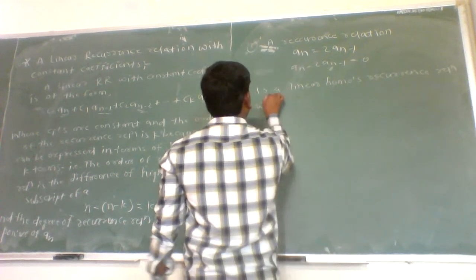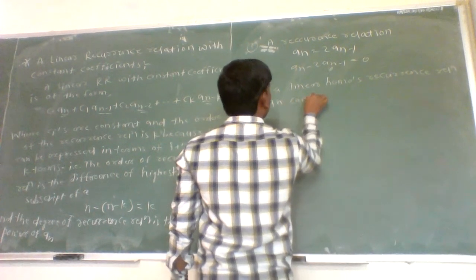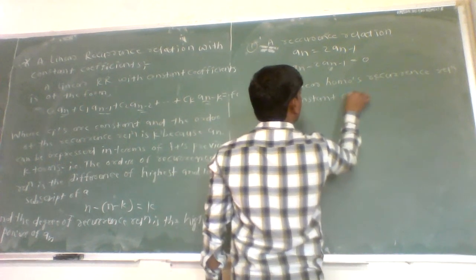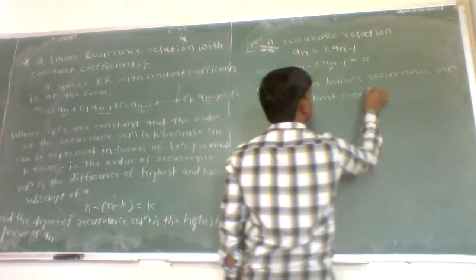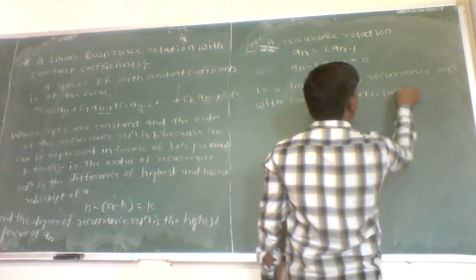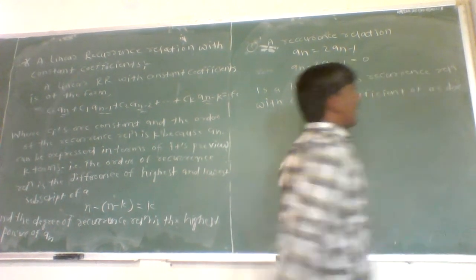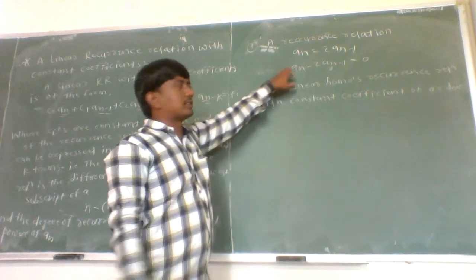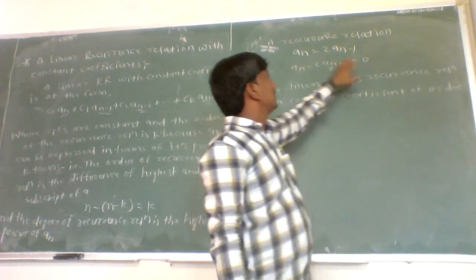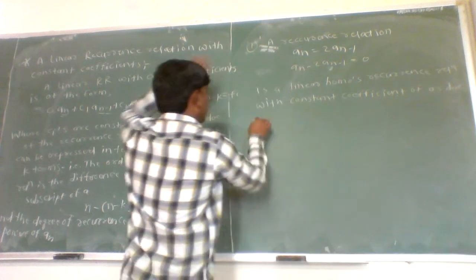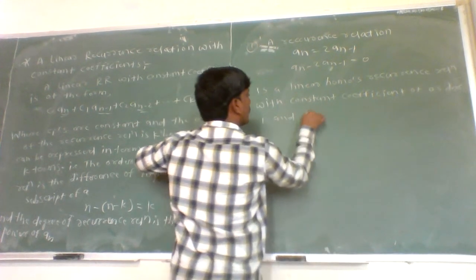with constant coefficient. The order is nothing but the highest subscript minus the lowest subscript, which is n minus (n minus 1), which is 1. Therefore, order 1 and degree is also 1.